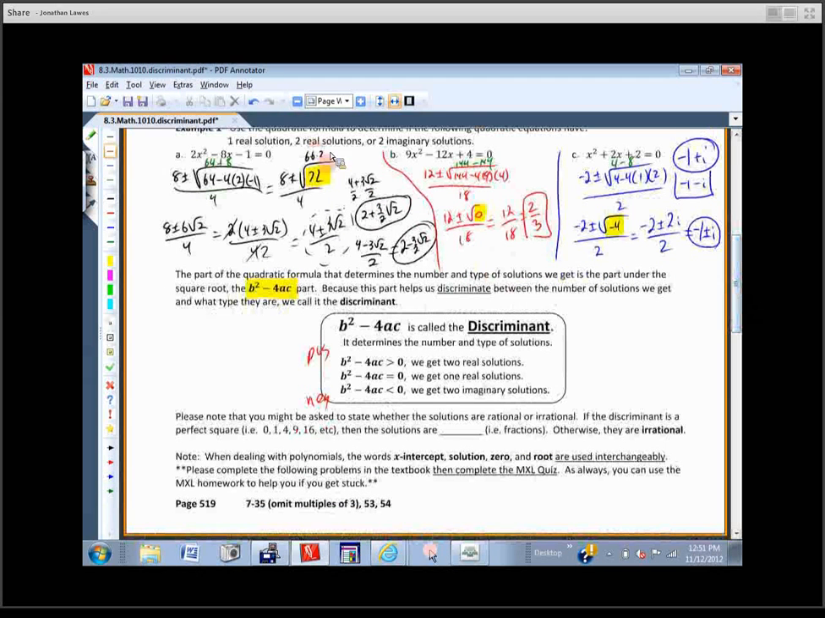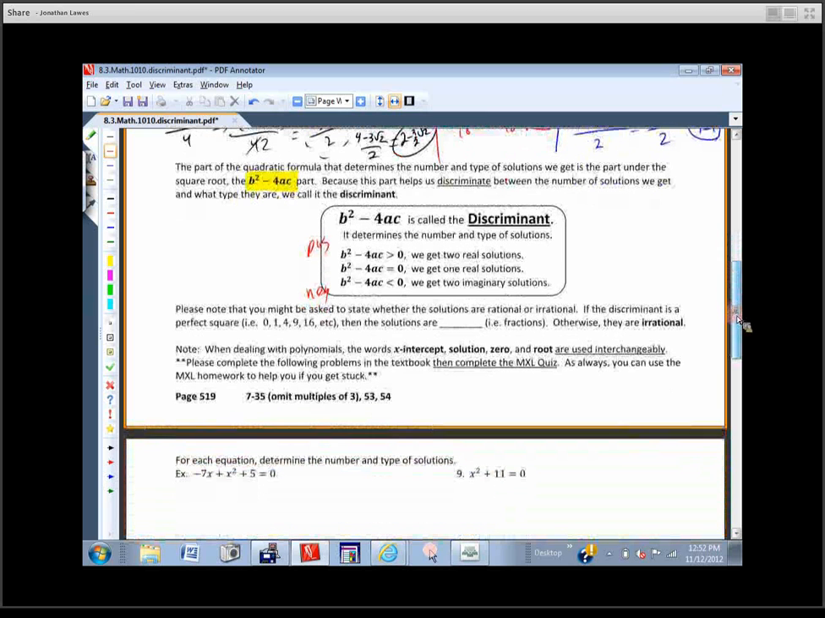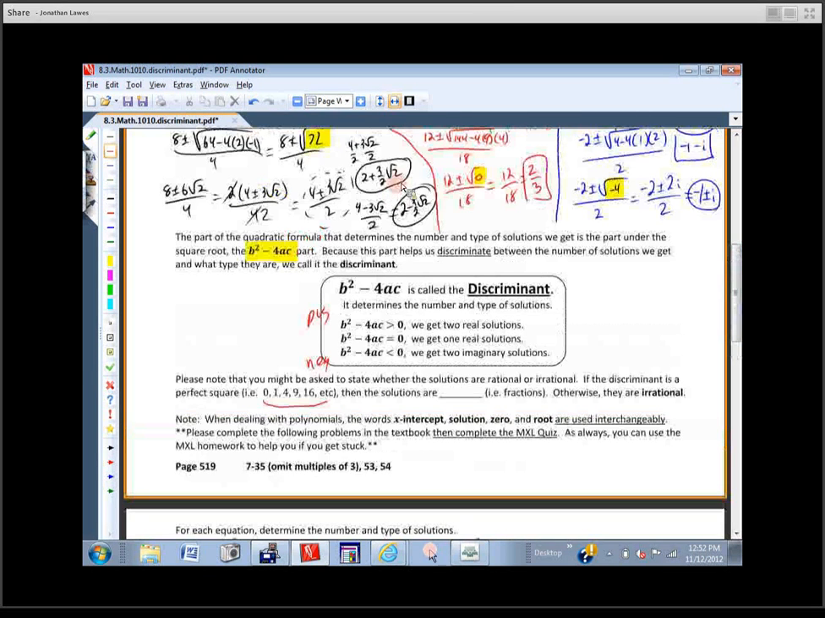It was positive here, we got two different solutions. It was 0 here, we only got one solution. It was negative here, so we got two imaginary solutions. And that's pretty much what we need to worry about. Now, there is one other thing we ought to be aware of, because occasionally this will happen. If the discriminant turns out to be one of these numbers, what do we call those numbers? Perfect squares. That means that what's underneath the radical will be a perfect square. So when we take the square root of it, we get a nice number. We get an integer.